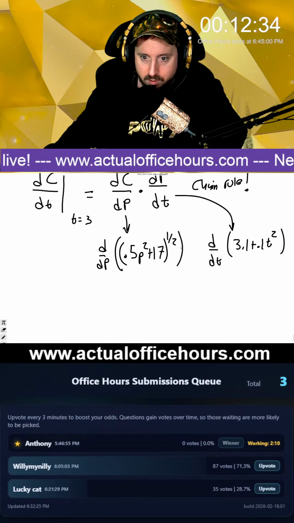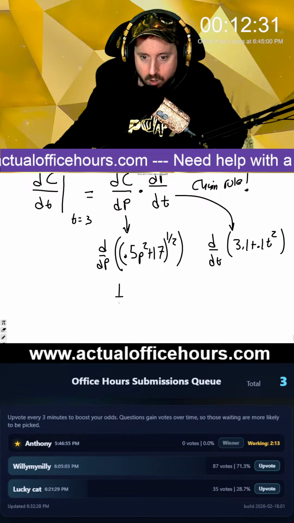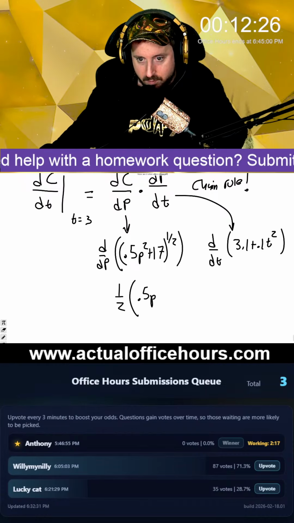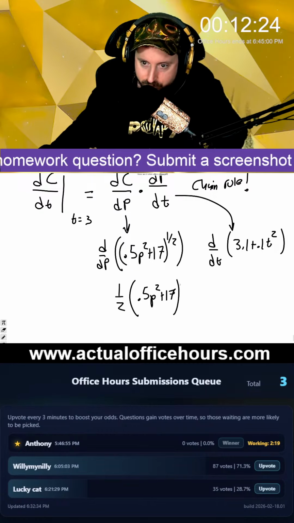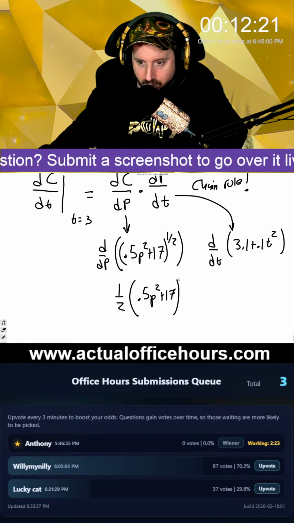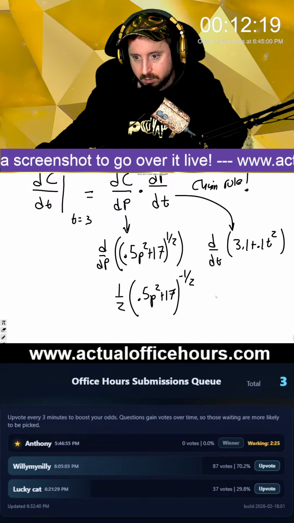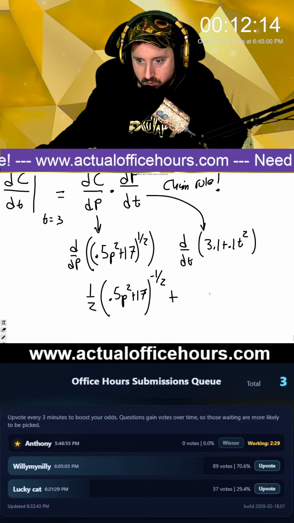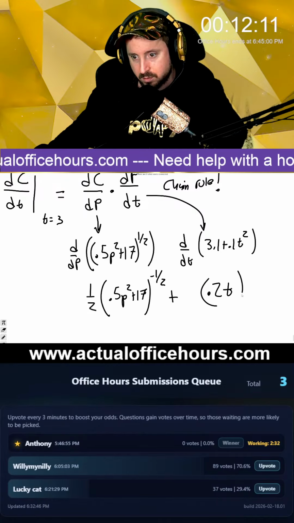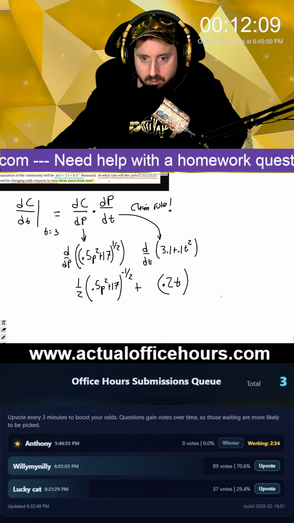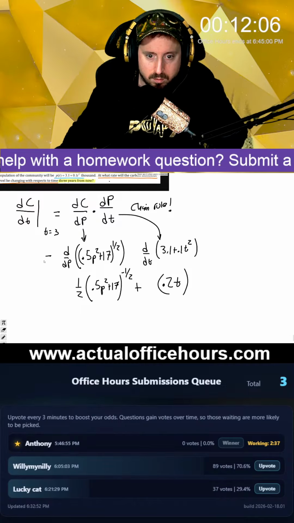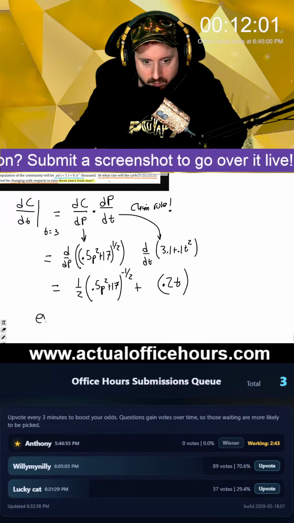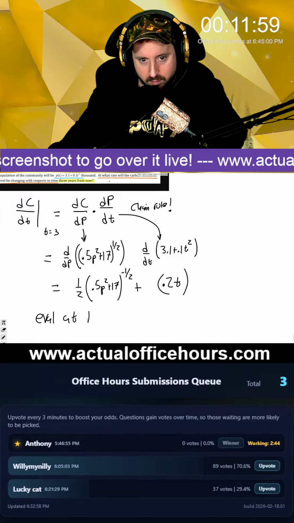Okay, so let's do the derivatives. So this one, bring the power down. So that's 1/2 times (0.5p squared plus 17), and then drop the power, right? So to the minus 1/2. And then plus, this ends up equaling just 0.2t. Okay. And then we need to evaluate this at t equals 3.